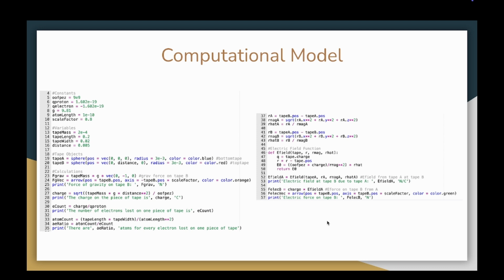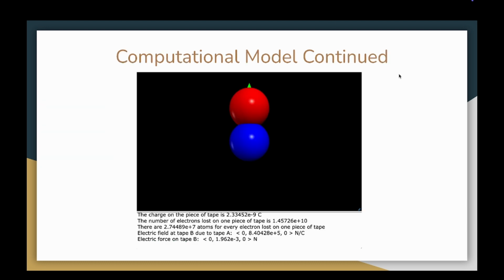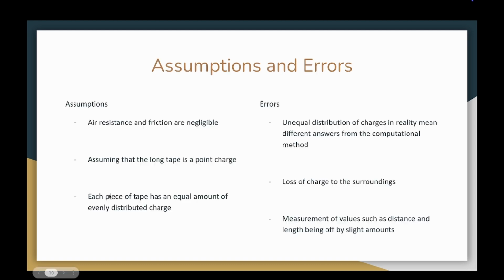And so now you have the computational model, and I just put in a bunch of constants and variables here like tape mass, tape length, width, and distance that I found earlier. And here I inputted all the important formulas that I just did in the calculations previously and basically printed the results. And here's the results of the computational model, which were actually pretty close to my experiment results.